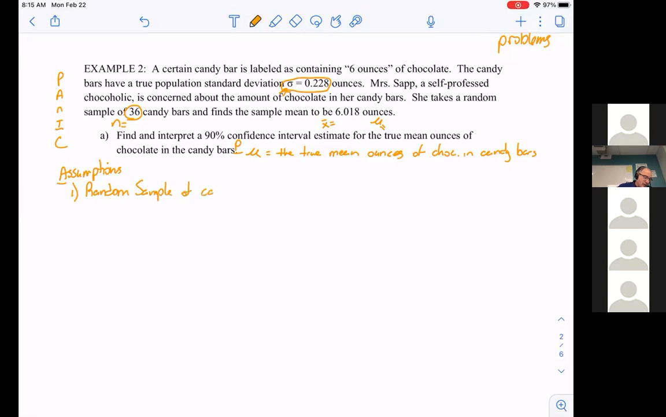Just to highlight, as a low light on the test, we have to make sure that we are being very specific on our population.